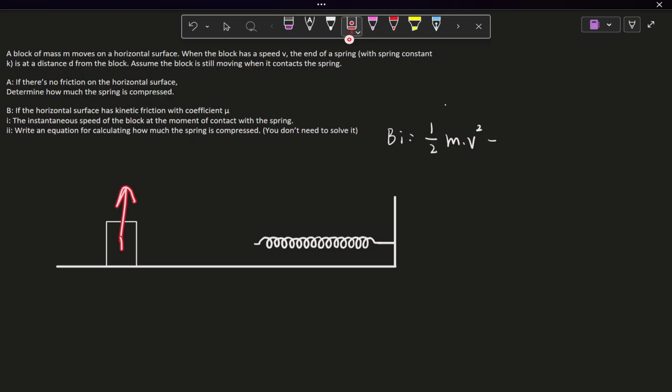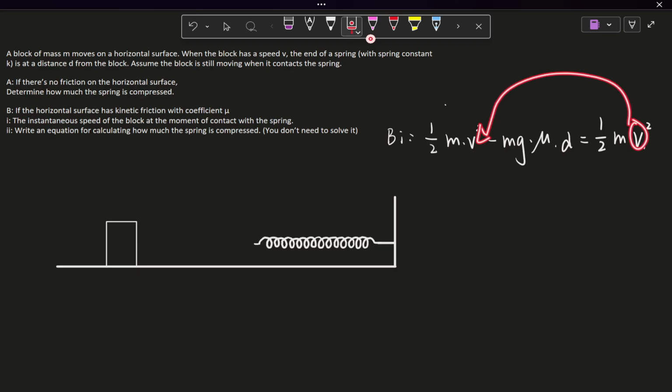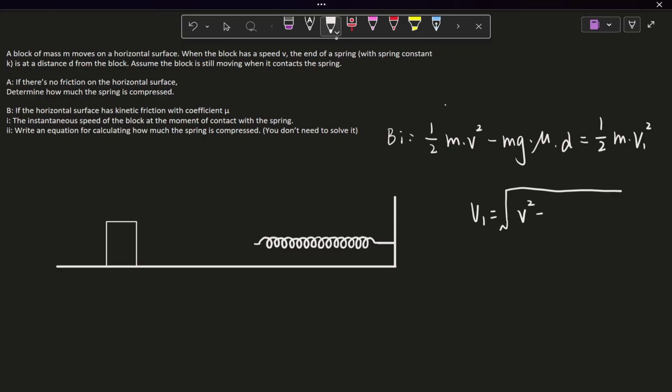The normal force is just equal to the gravitational force, and the gravitational force is just equal to mg, so minus mg times mu times d, and it's equal to 1/2 m times v1 squared. This v1 is not the same v as the previous one because that's the new speed after the block has traveled the distance d along the horizontal surface. So after simplifying it, we will get v1 is equal to the square root of v squared minus 2g times mu times d.